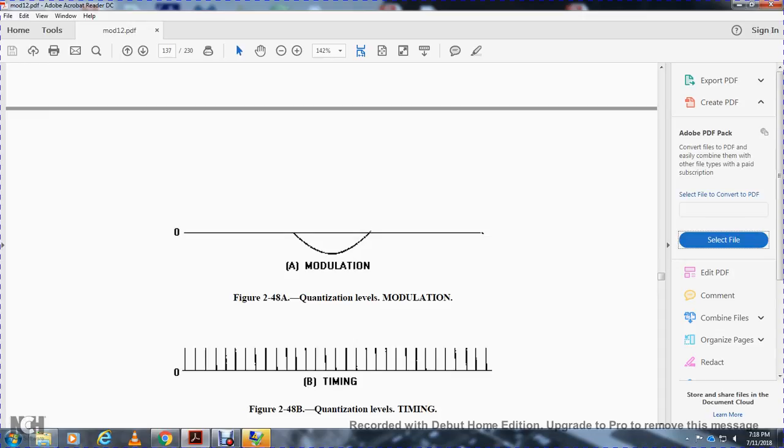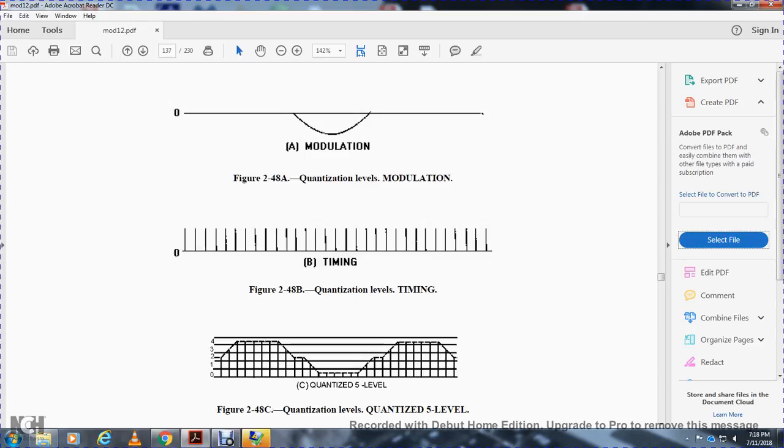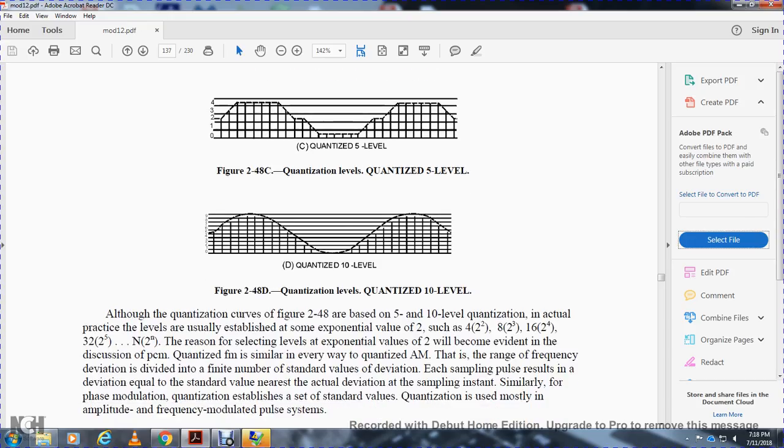Figure 248A shows the quantized levels of modulation. 248B shows the quantized levels of timing, with 5 levels and 10 levels.